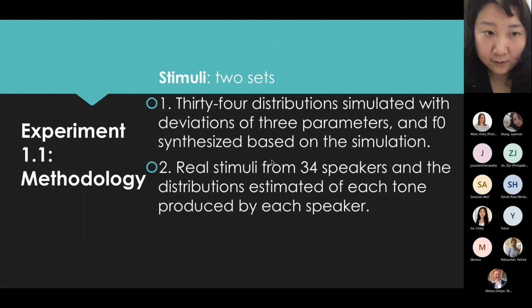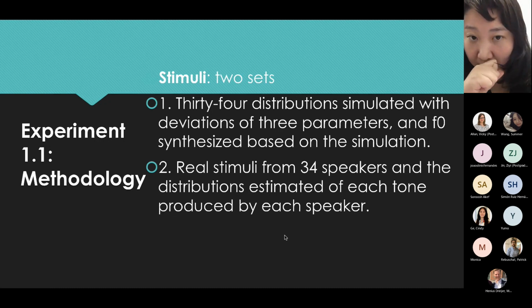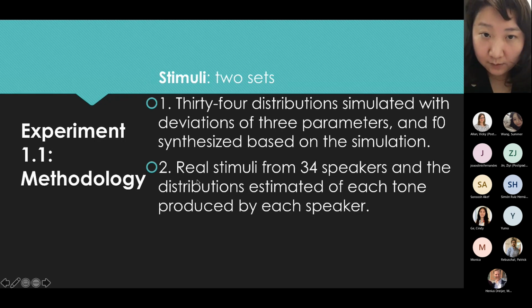So what we proceed to do is that we create 2 sets of stimuli. One set would have the simulated distributions, and the other set would have all the real stimuli. So we recruited another 34 speakers, and these speakers produced the Cantonese tones. And we also estimate the distributions of each tone produced by each speaker.